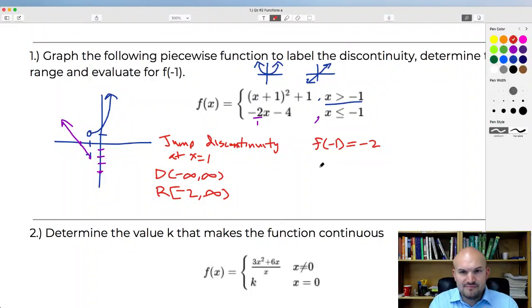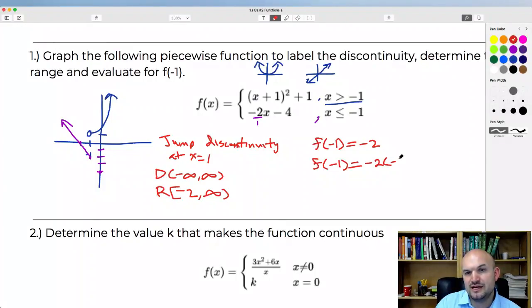However, if maybe the case, where the graph is not very easily understood as far as what it looks like, we need to be able to determine which function we need to plug negative 1 into. We're not going to plug it into both. We can see that this function, the negative 2x minus 4, is for only x values that are less than or equal to negative 1. So that's going to be the function that I'm going to want to plug it into.